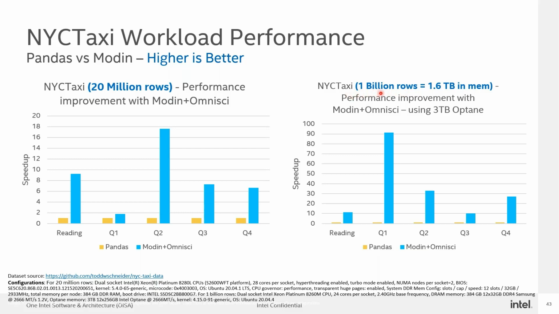If we run the data loading on an extremely large amount of data, which is shown here as 1 billion rows, if we convert it to memory, then it takes 1.6 TB. By comparing the performance of loading all this data with pandas and with Modin plus OmniSci, we can see that the minimum performance boost was 10 times better performance. The maximum increased to over 90 times better performance. So this is a very huge speed up.